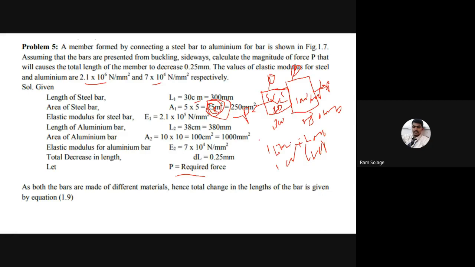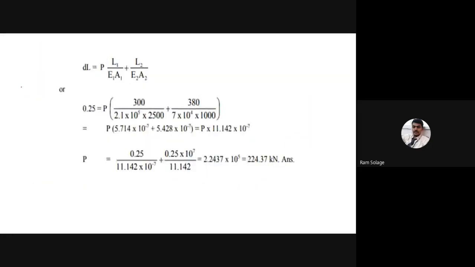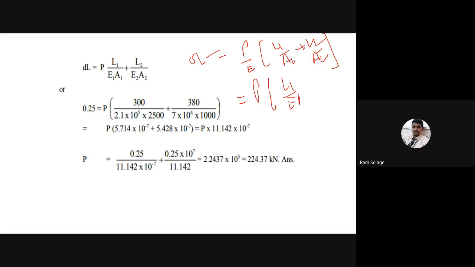Now, same formula. What is the formula? Delta L is equal to P divided by E into bracket L1 A1 plus L2 A2. This is the common formula. But in this case, the value of E is different for different materials, so you will not get a common E. So delta L is equal to P into L1 divided by E1 A1 plus L2 divided by E2 A2.